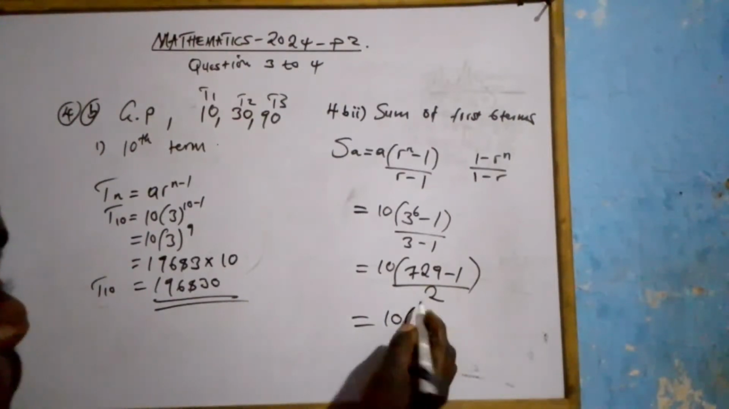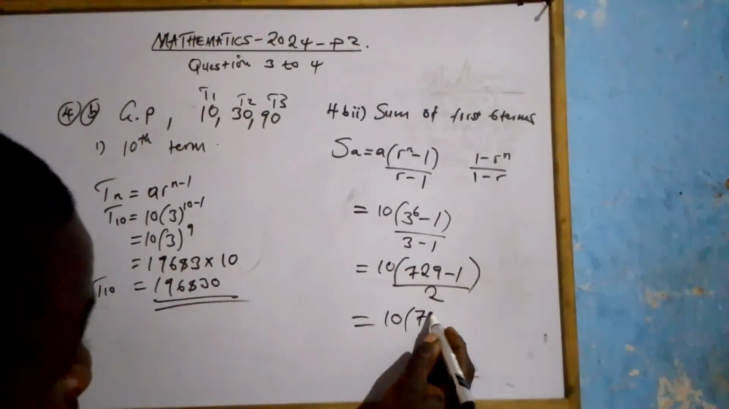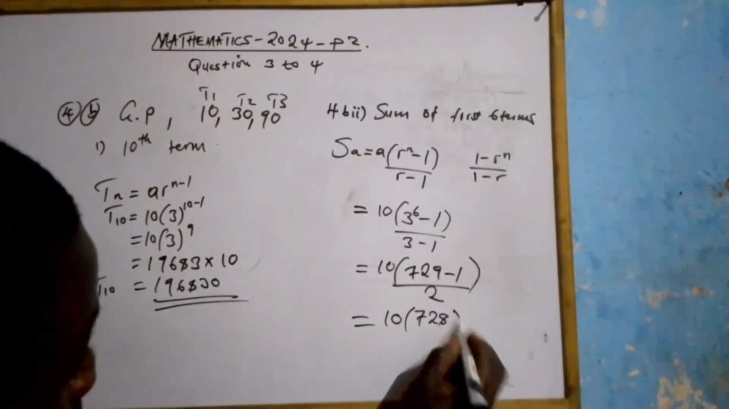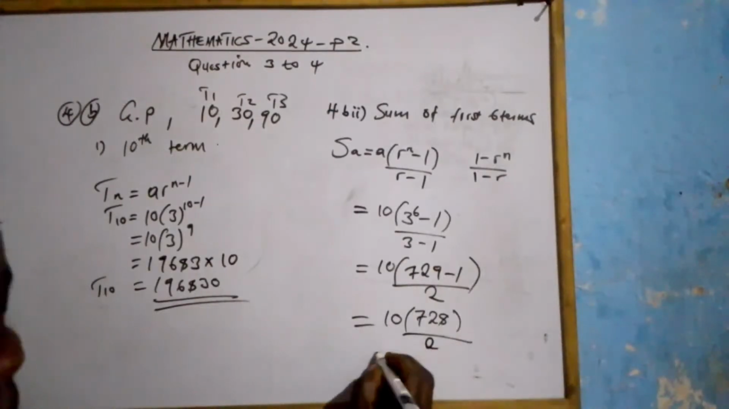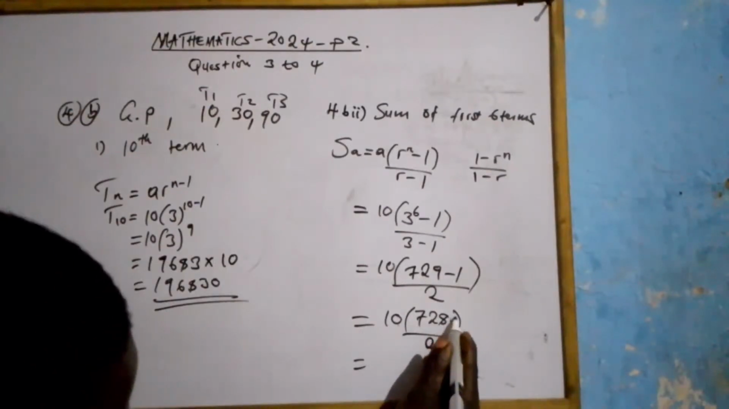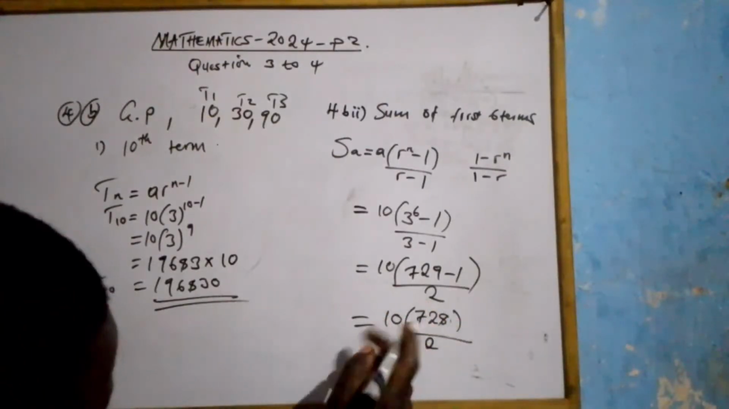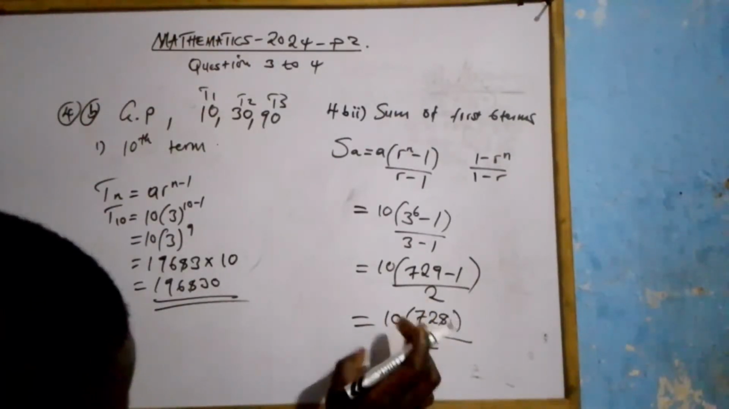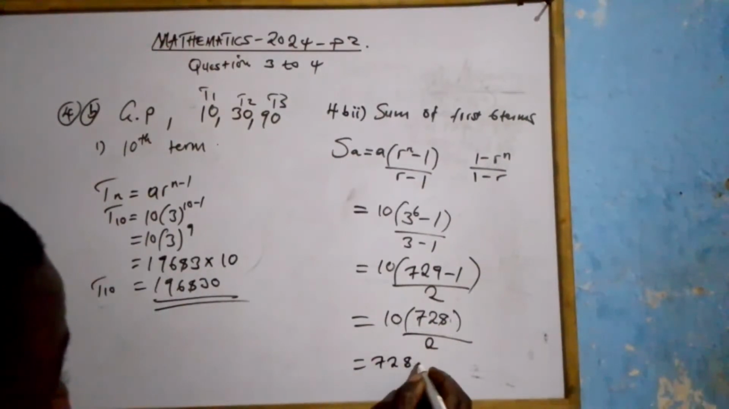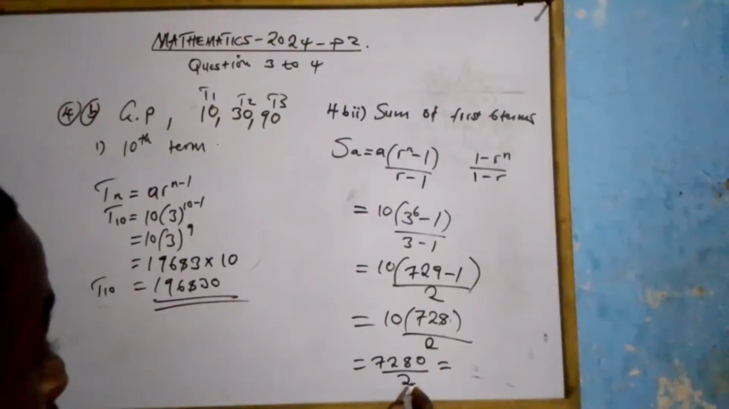Which should be equal to 10, then open bracket, 729 minus 1, we're going to have 728. Okay, 728 over 2, in which it will be equal to 10 times 728. You just get this 0 and place it at the front of this one, because when you're multiplying any number by 10 or 100, you just have to carry the zeros. Then you divide 728 by 2.